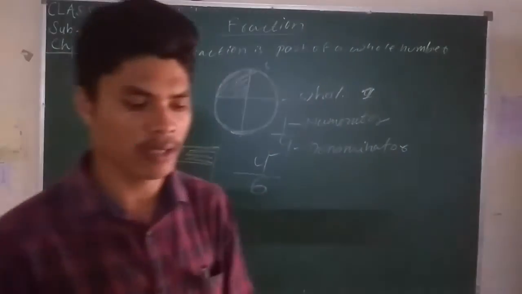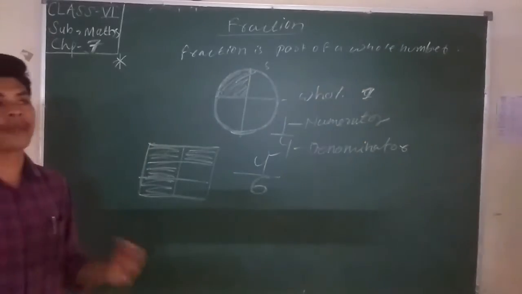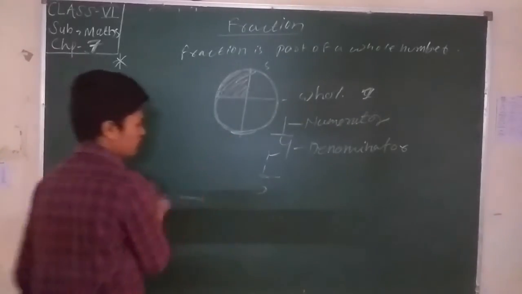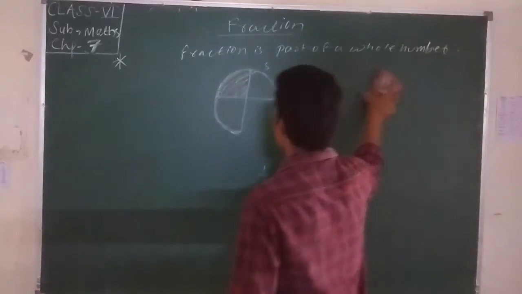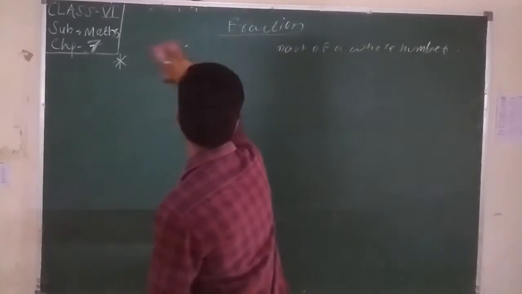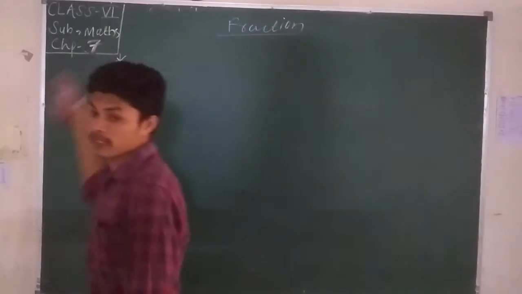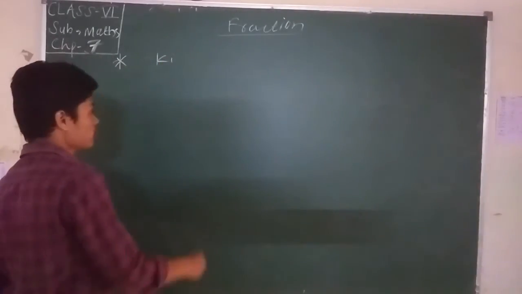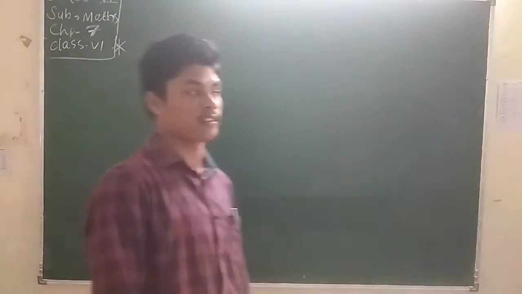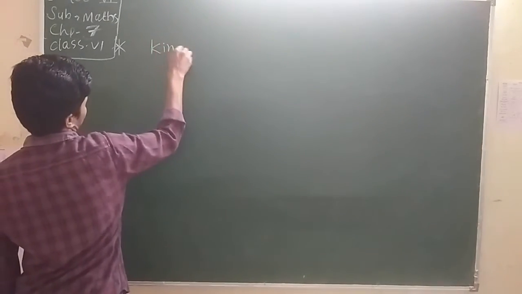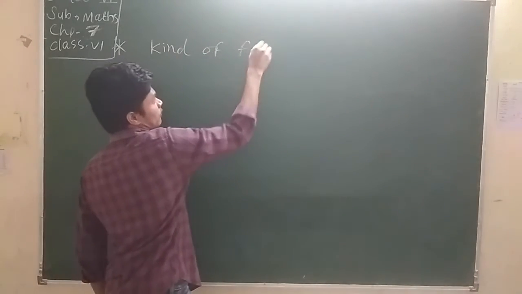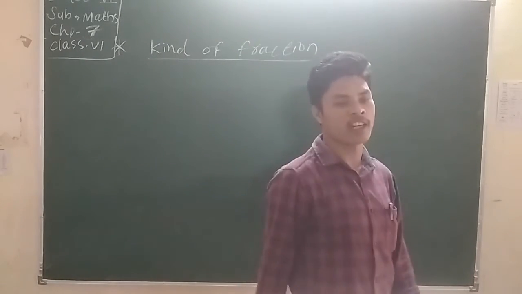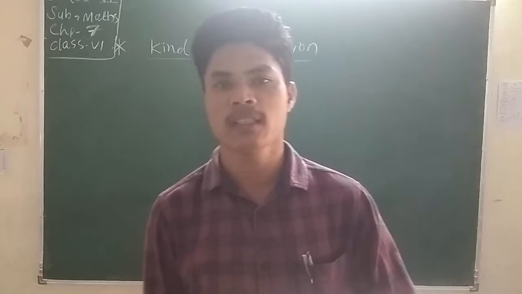Now we discuss the kinds of fractions. Already you know how many kinds of fractions there are. The kinds of fractions are mainly 3. What are the 3 kinds of fractions? Proper fraction, improper fraction, and mixed fraction.